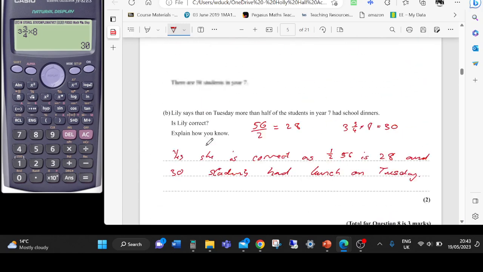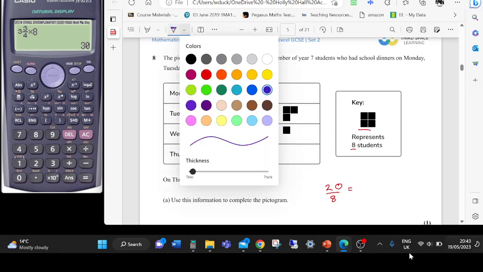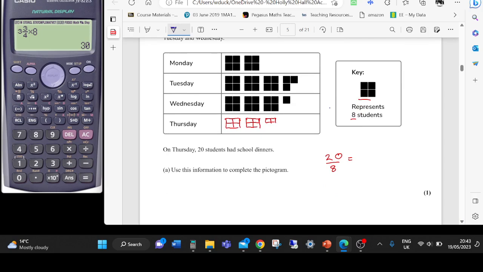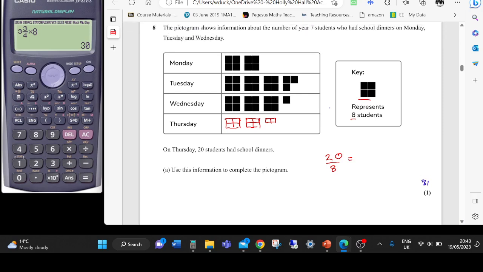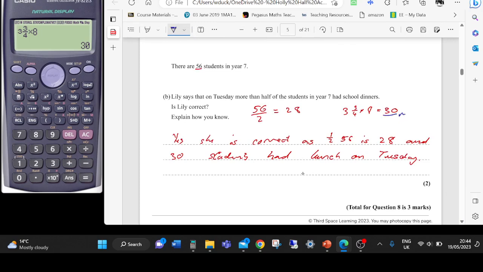Okay, have we got part C? We haven't, so let's look at the marks where they're awarded for this, if I've picked them up. Right, so we are looking at question 8 now. So it was 2.5, and they've shown the half differently in the mark scheme, but we would be absolutely fine with what we've done. Then we've got Tuesday, M1 for showing that there are 30 students on Tuesday, and B1 for a correct statement. And they've suggested the statement, yes, 30 students had school dinners and 30 is more than half of 56, or something along those lines. So we've got M1 there, and then B1 for correct statement.